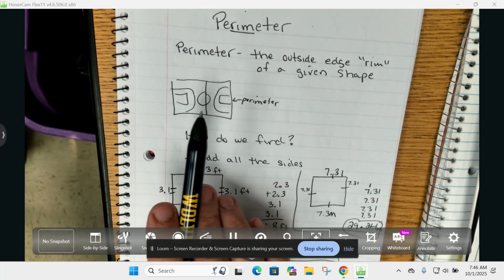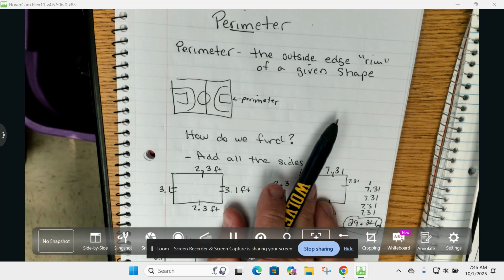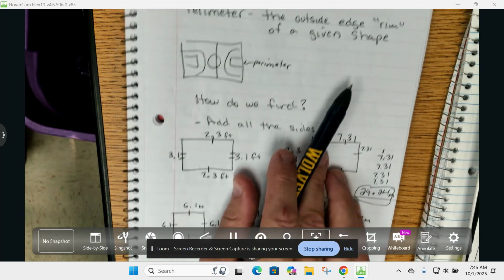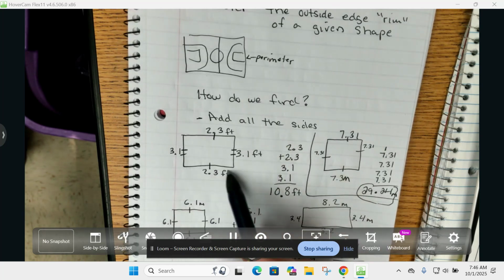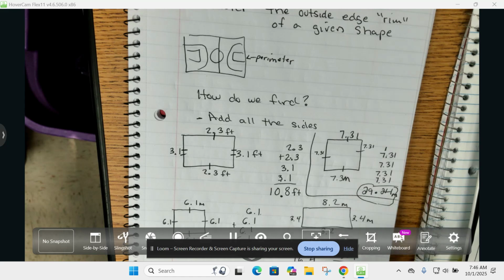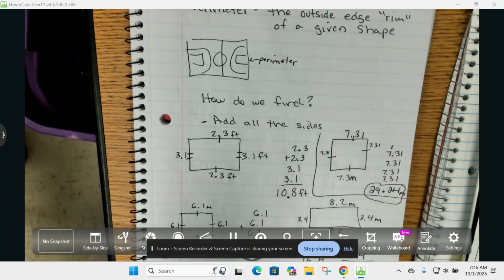So if your brain ever goes to length times width, go ahead and kick that back out. Perimeter is just adding all four sides together. That's all we're doing is adding all four sides together. All right, so that's perimeter. Hopefully that makes sense and that jogs the memory from third grade and fourth grade.